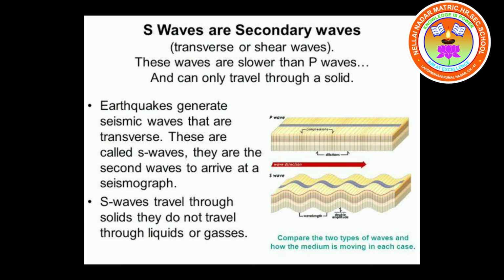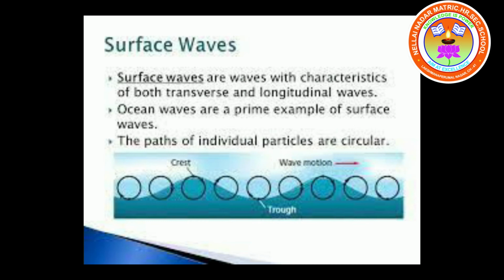L waves. The surface waves with the characteristics of both the transverse and the longitudinal waves. The ocean waves are a prime example of surface waves. The paths of individual particles are circular. The L waves are similar to P waves, but they travel primarily along the ground surface. These waves travel comparatively slower and are the most destructive waves.